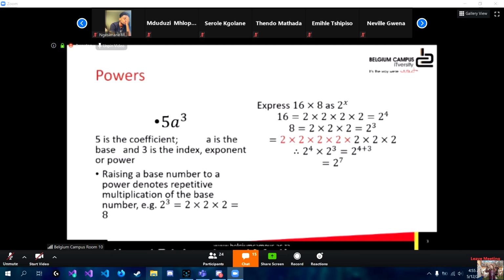It is the same as if you have just added the powers. That, again, is already showing us some of the rules that work. But you see that this only works if the base is the same. The base there being 2. You can add the powers if the base is the same. So in other words, we can express 16 times 8 as 2 to the power of 7, where 2 is your base and 7 is your power.